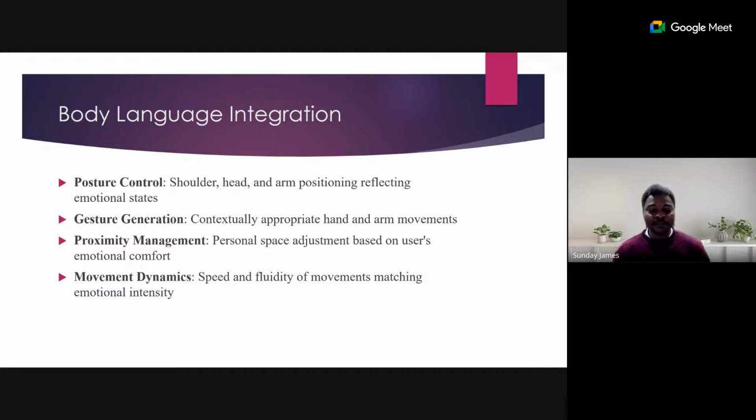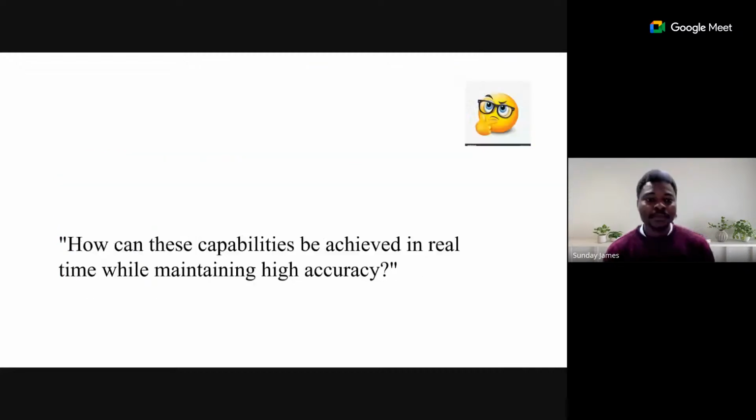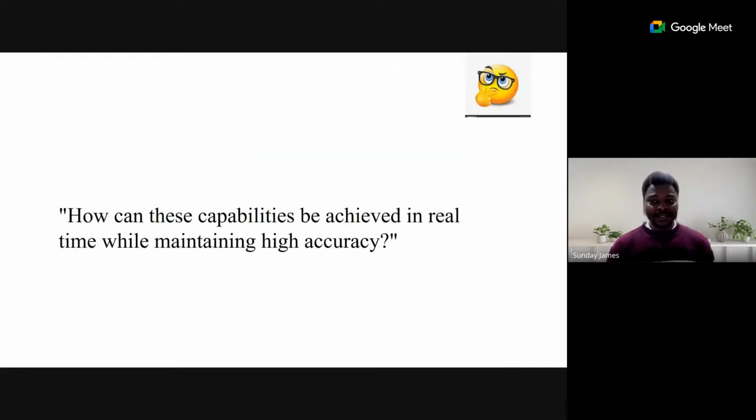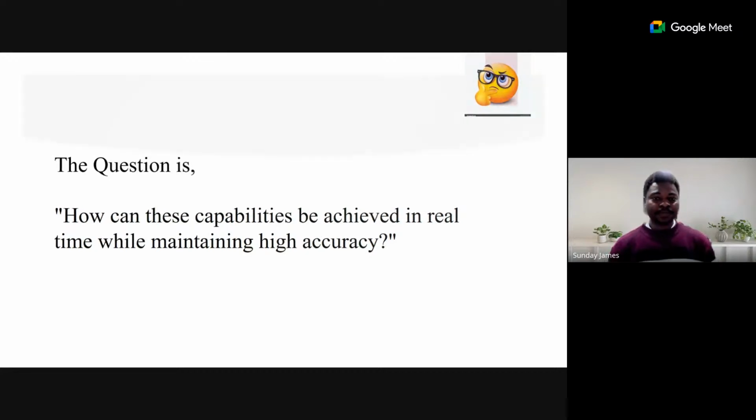Next, movement dynamics, speed, and fluidity. A robot should be able to move with good speed and accuracy. It shouldn't lag in conversation, because we want to have a real-time conversation with the robot, and its movement should be in sync with what the robot is actually saying. So we design some of these systems to fit into conversation and be able to have good movement and a good conversation with humans. So the question is, how can this capability be achieved in real time while maintaining high accuracy? How can we achieve all of this while maintaining good speed and accuracy?